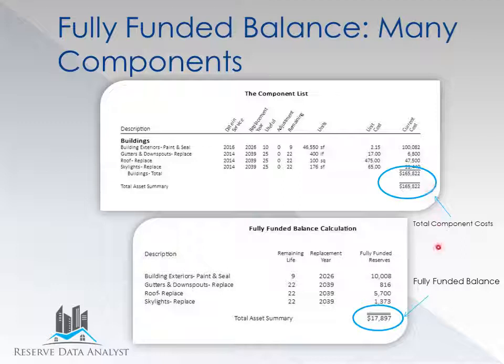That is very different than the fully funded balance, which, as you can see, is significantly less than the full cost to replace all the components. This is the amount that represents that they're on track for paying off the project cost over time. It is not an amount that equals total project replacement at this particular point in time in this community. That's important to note. There's a huge difference there. They are not the same number, and they shouldn't be intermingled with one another.